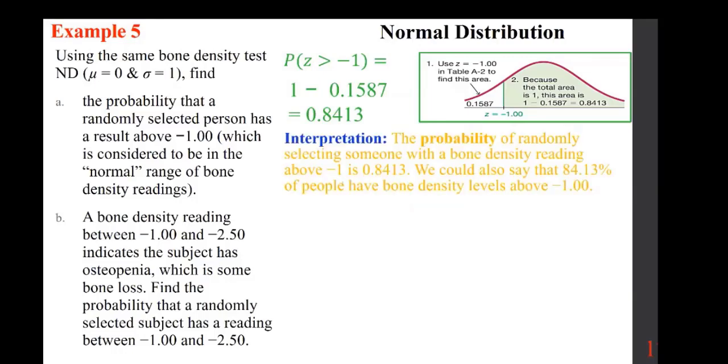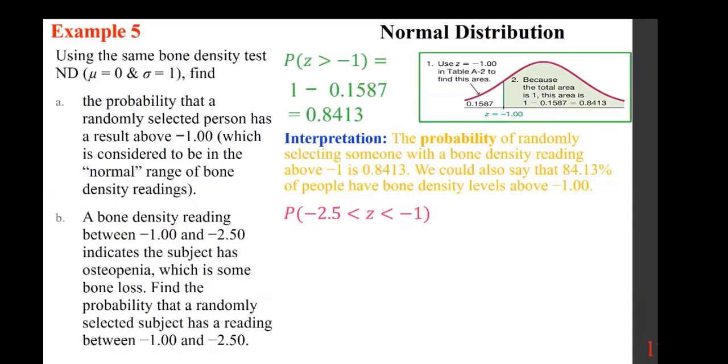So the probability of randomly selecting someone with a bone density reading above -1 is about 84.13%, which means 84.13% of people have bone density levels above -1. All right, so above -1 is considered normal, and 84% seem to have a normal bone density.